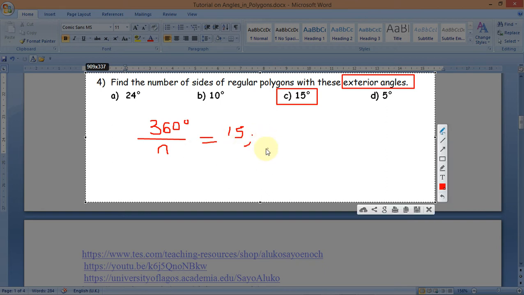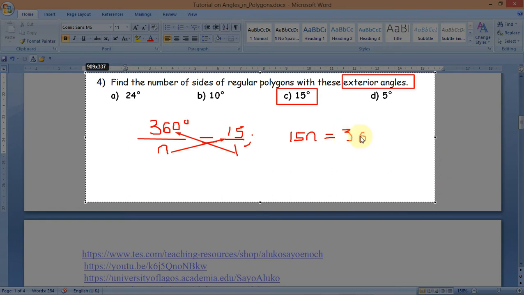If you cross multiply, guys, you know what it means to cross multiply. This will be 1 times 360, then n times 15. So we have 15n equals 360. What do you do to both sides? You divide both sides by 15, then you get your n. I'm going to use the calculator to complete that. So 360 divided by 15 is 24.